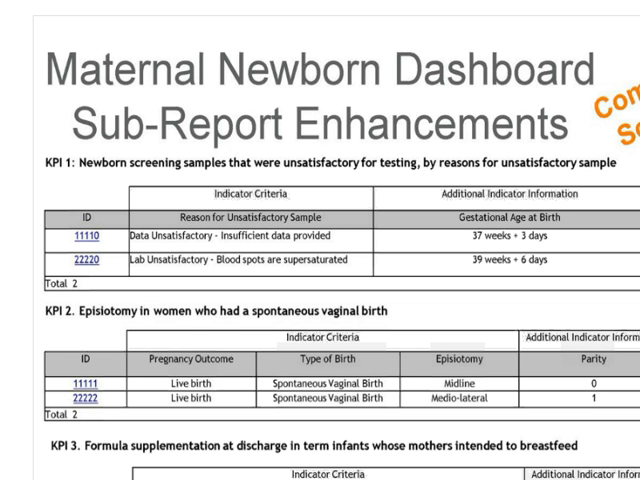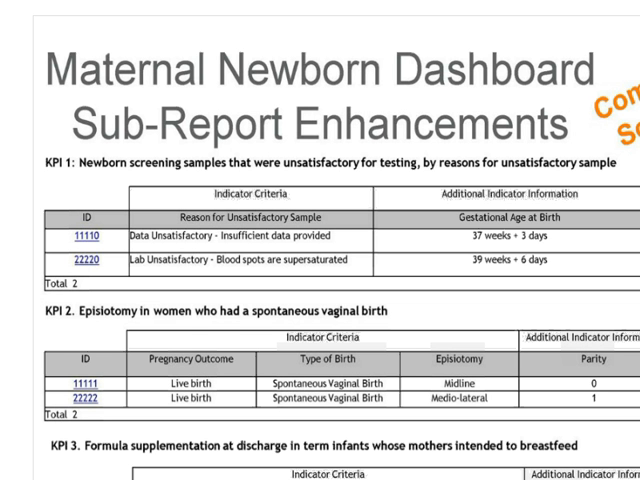So you can see some of the commonalities showing up again and again, maybe some of the reasons that the samples were unsatisfactory. And just to give you a bit of additional information, it actually tells you what the gestational age at birth was for that infant record. But you can always click on this hyperlink on the left-hand side. The ID here is 111110, and that would lead you directly to the patient profile, which in this case is the infant record.